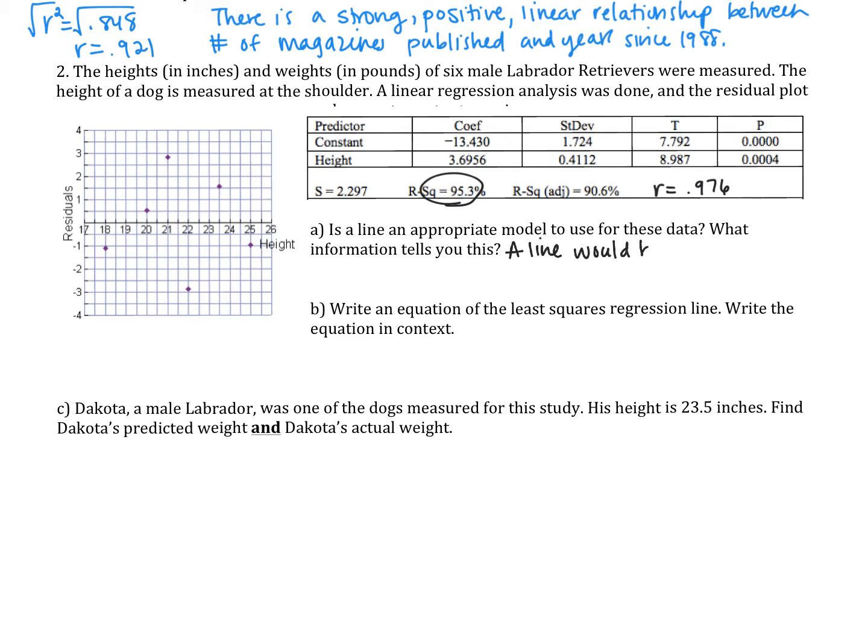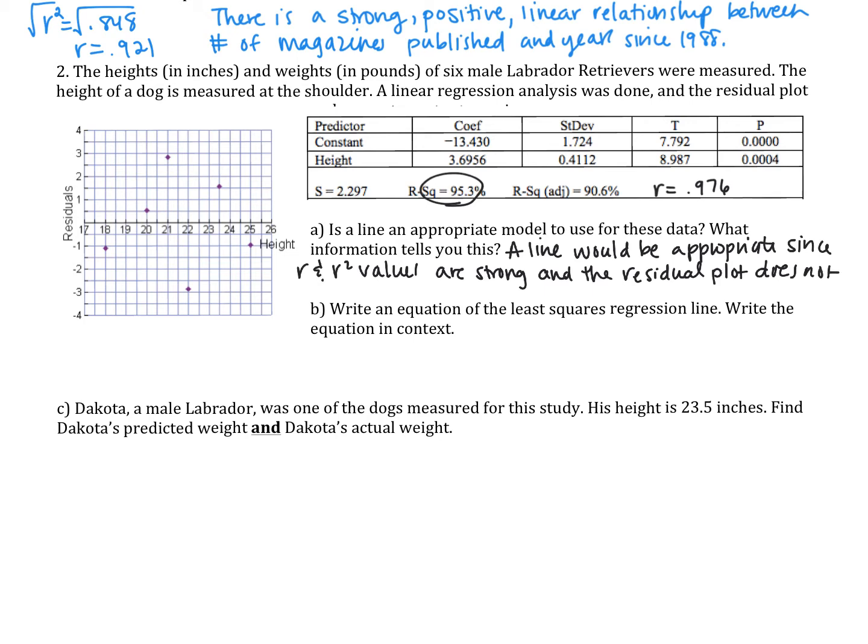A line would be appropriate since R and R squared values are strong and the residual plot does not show clear curvature.